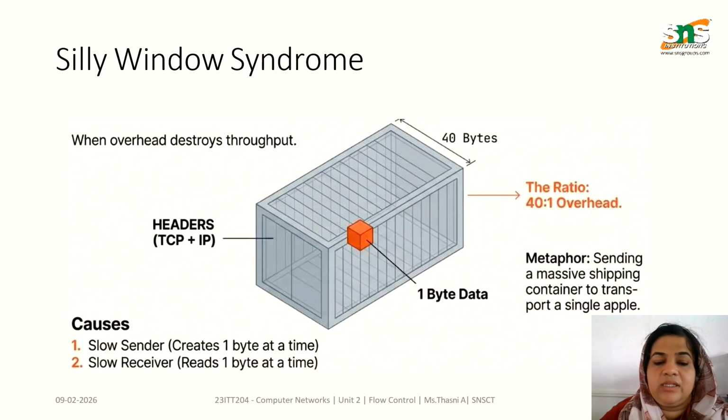Another problem is silly window syndrome, where overhead destroys throughput. The header will be 40 bytes and it carries 1 byte of data, so the ratio is 40 to 1. It is overhead, like a metaphor: sending a massive shipping container to transport a single apple. It is caused by a slow sender, which creates 1 byte at a time, and a slow receiver, which reads 1 byte at a time, not in bulk.